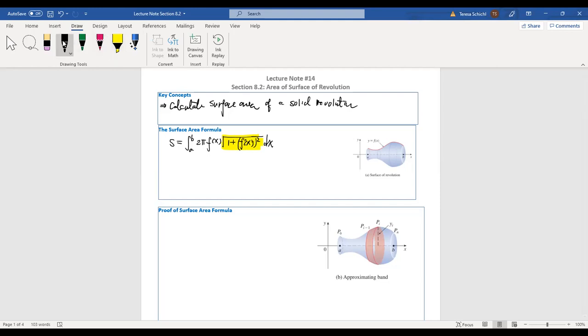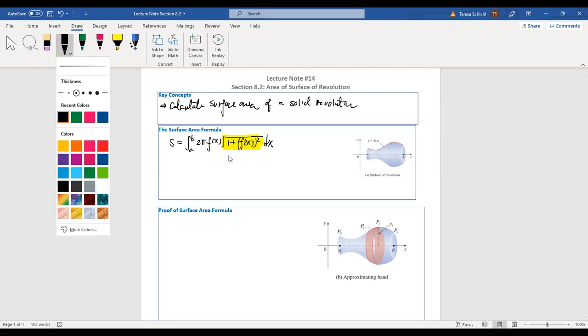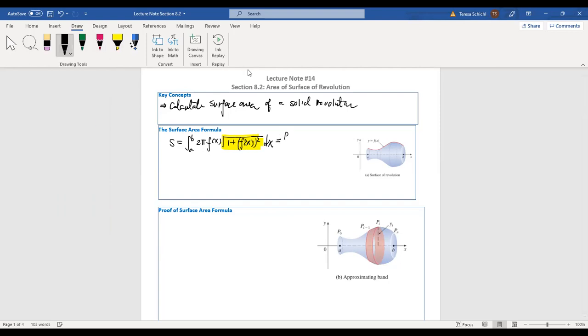You will see why we have this later, because we're going to do a very brief proof. You can also rewrite it as the integral from a to b of 2 pi y, since f of x is y, times the square root of 1 plus dy/dx squared, dx. So this is the function y.